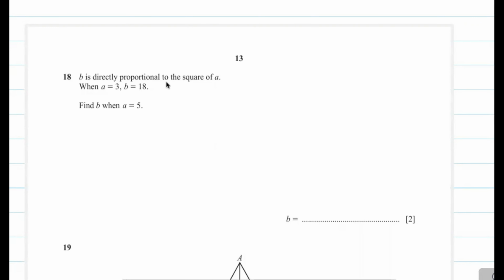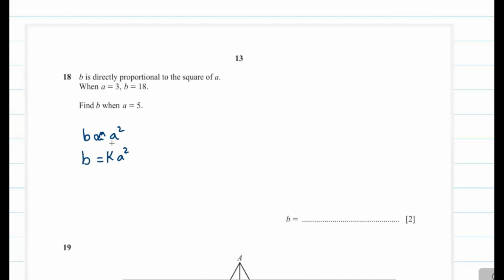B is directly proportional to the square of A. When A equals 3, B equals 18. Find B when A equals 5. You see here B is directly proportional to the square of A. We write it as B is directly proportional to A squared. Now we can write it in equation form. We convert B proportional to A squared into B equals KA squared.